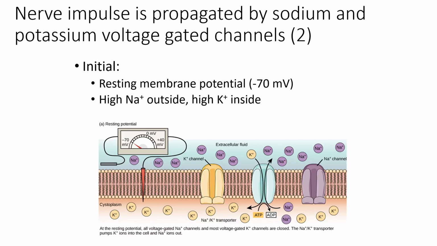So excuse me. Let's talk more about that in detail. So we have our nerve impulses. It's being propagated by sodium and potassium voltage-gated channels.